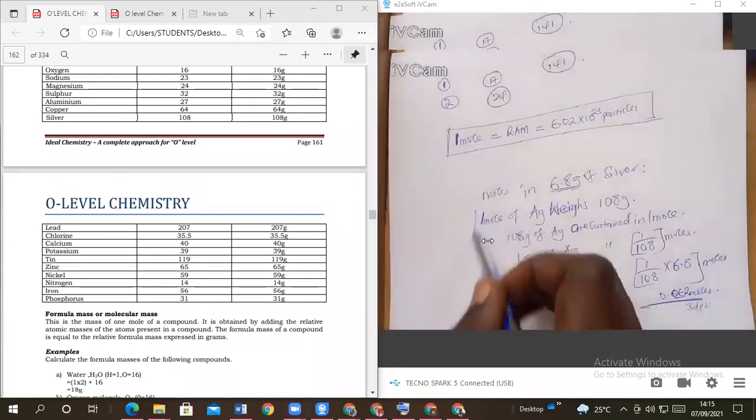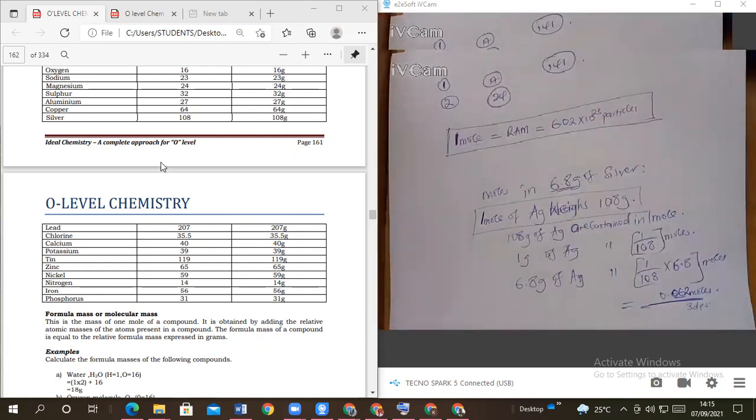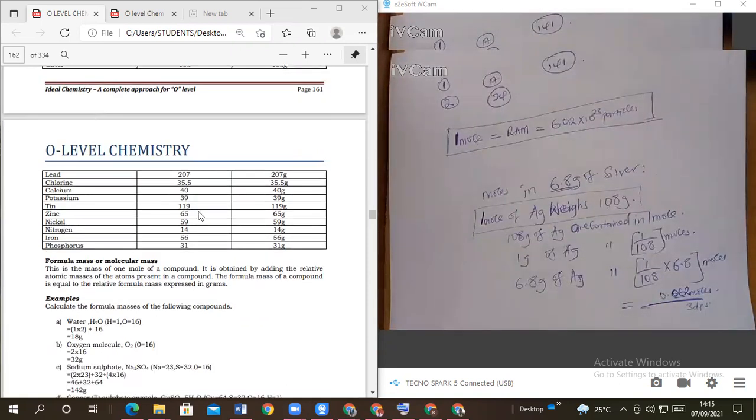So if you don't know this relationship, mole concept is going to be hard for you. Each element has its own relative atomic mass. Okay?